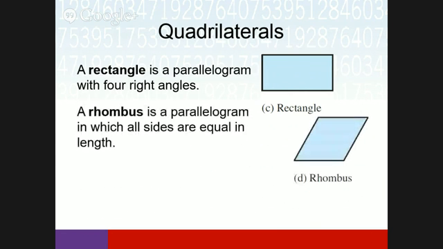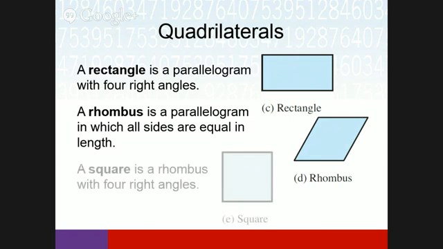A rhombus is a parallelogram in which all sides are equal in length. So a parallelogram has 2 pairs of parallel sides. If all 4 have the same length, it's a rhombus. If all 4 have the same length and the angle measurement is 90 degrees each, then we have a square. And a square is a regular quadrilateral, right?